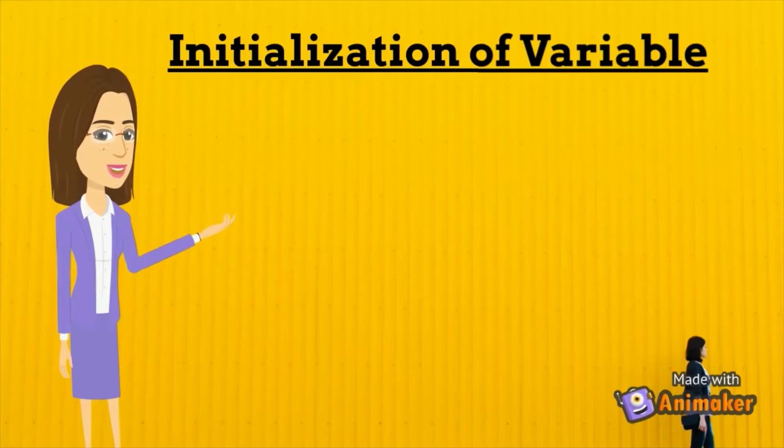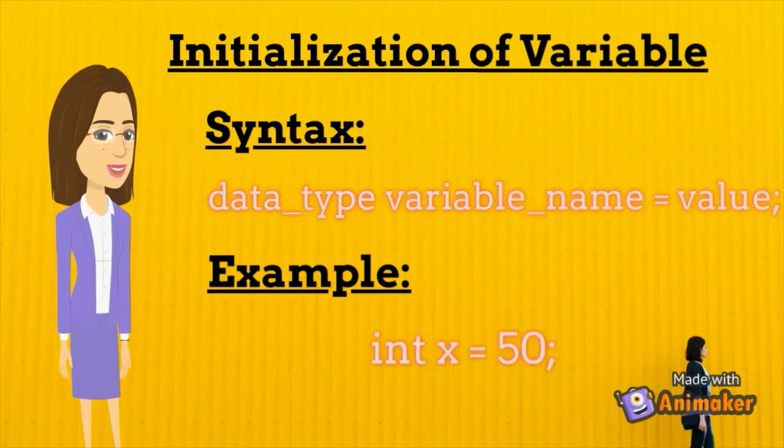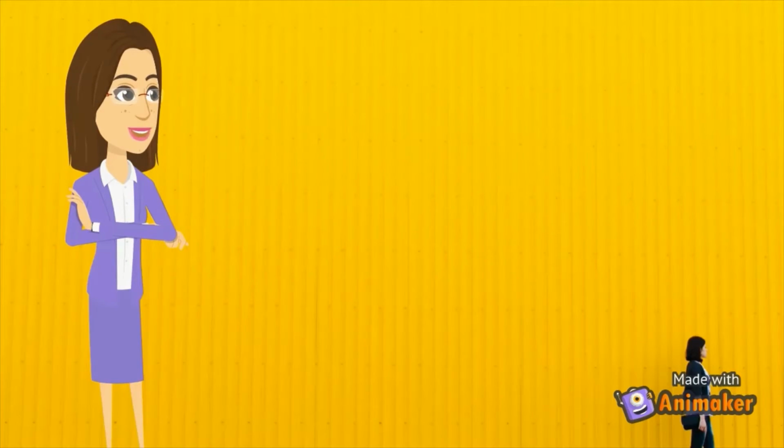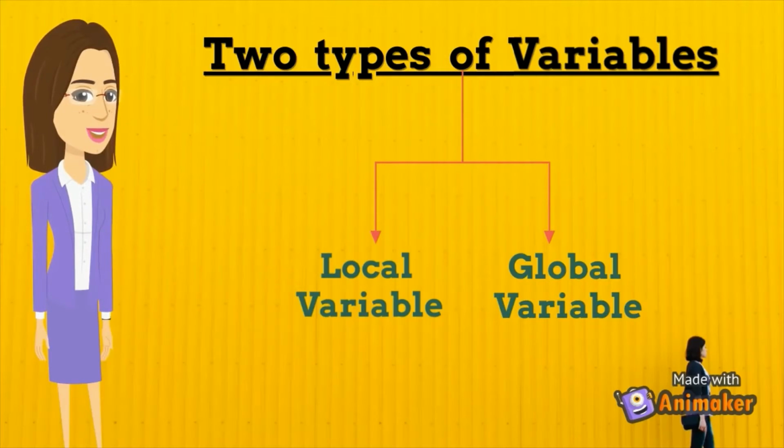Next, initialization of a variable. This syntax contains data type followed by variable name equal to value. Next we can see an example of it. Next we can see two types of variables. One is local variable. Another one is global variable.